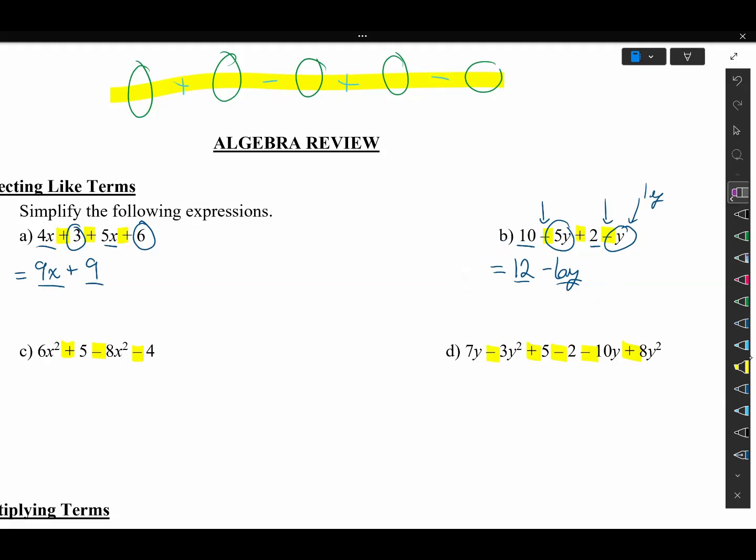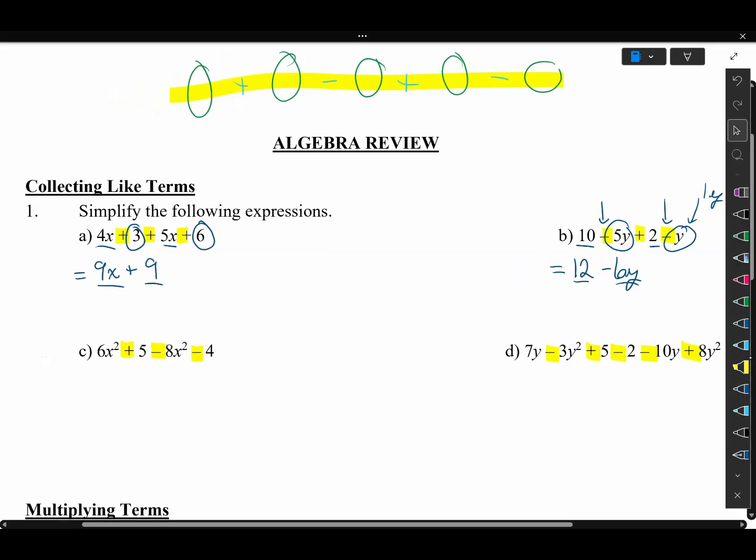We have 12 minus 6y. Are these similar terms? Are they like terms? No, they're not. One of them has a y, the other does not. Fantastic. Next, we need to make sure we're comfortable when there are exponents on our variables.